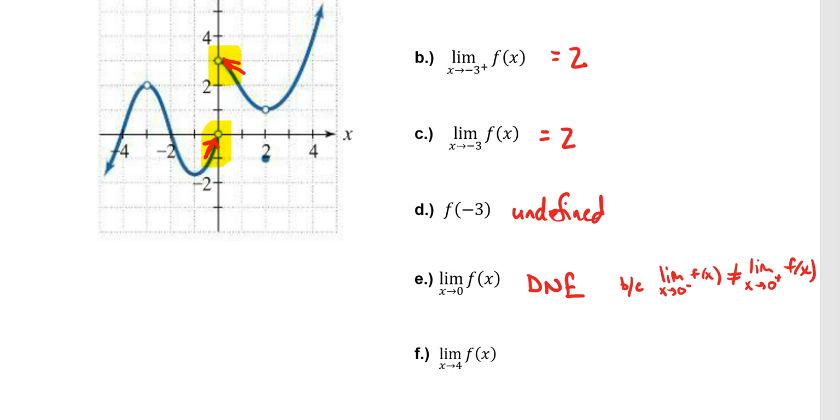Okay, and then the last one, we have the limit as x approaches 4. So x approaching 4. So here is 4 right here. Notice that when you find the curve, when x equals 4, it's a continuous part of the curve. There's no holes or anything. So as you approach it from the left side and from the right side, you're going to notice that it's approaching the y value of the curve itself, which is a y value of 4.